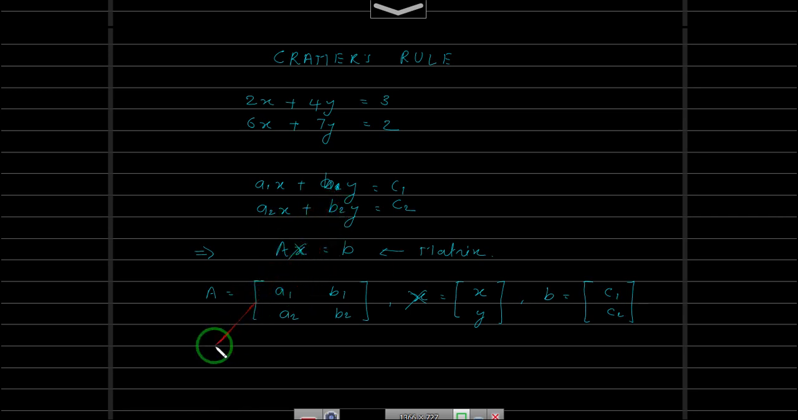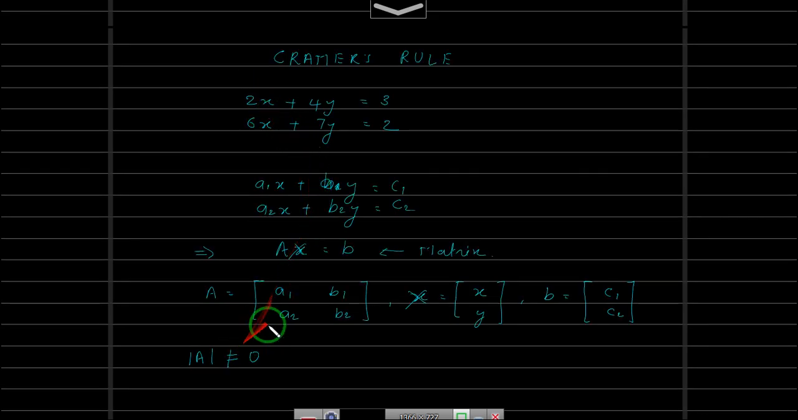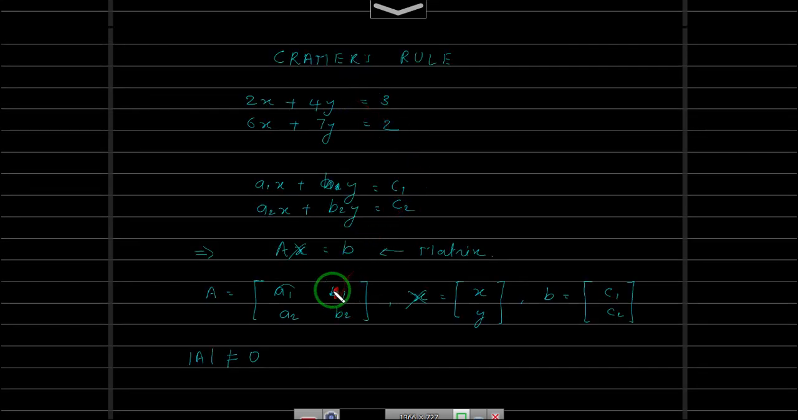Now what this rule says is, you first find the value of the determinant of A. If the determinant of A is not equal to 0, then we can use Cramer's rule, and directly we will get the values of x and y. x is given by the determinant where, x being the first unknown variable, you replace the first column by B. So the first column becomes c1, c2, and keep the second column as it is.